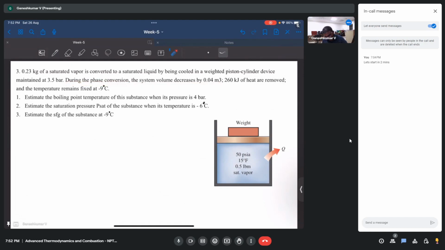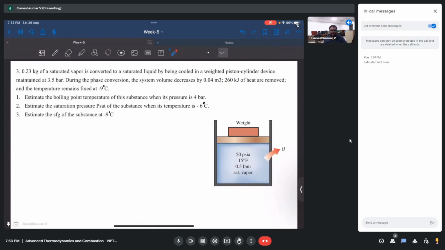That is fine. And while it is getting converted to a saturated liquid, 260 kilojoules of heat is removed. Which means, basically, for converting a saturated vapor to a saturated liquid, energy is liberated, and that amount of energy is nothing but 260 kilojoules.